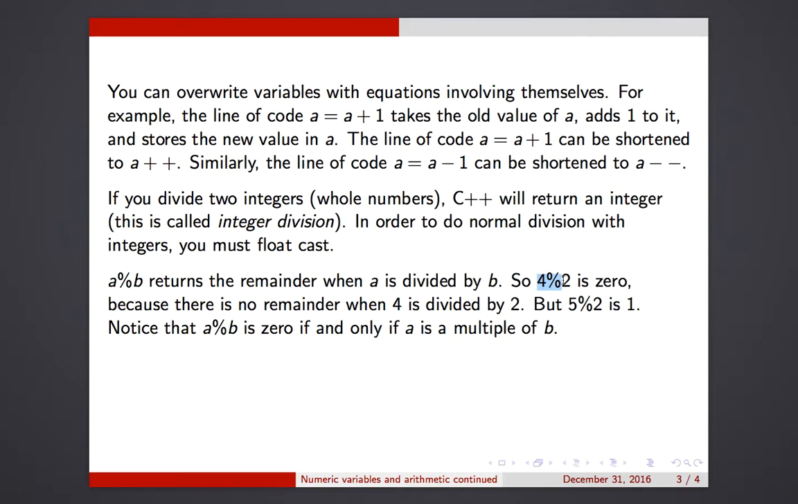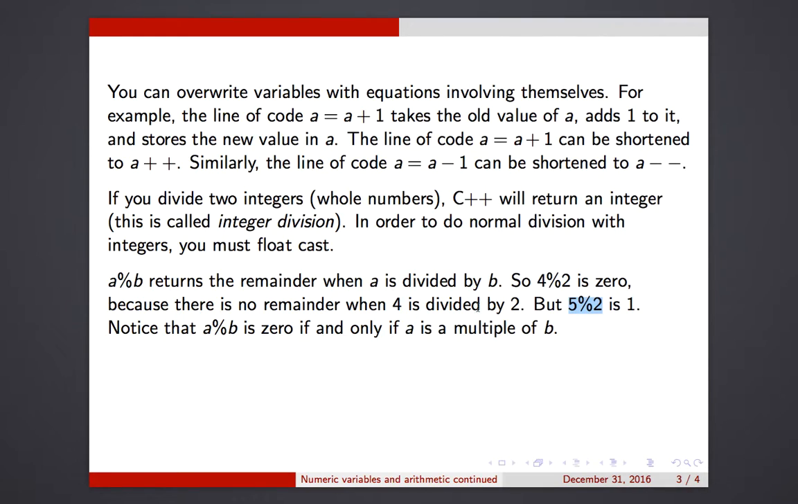So think about 4 % 2. If you take 4 and divide by 2, there's no remainder. 2 goes into 4 evenly. 4 divided by 2 is 2. Full stop, no remainder. So 4 % 2 is 0. 5 % 2, though, if you take 5 and divide by 2, there's 1 left over, isn't there? So 5 % 2 is 1. So a % b is a remainder.